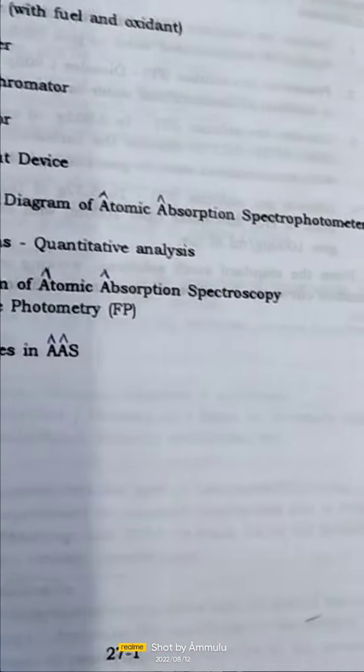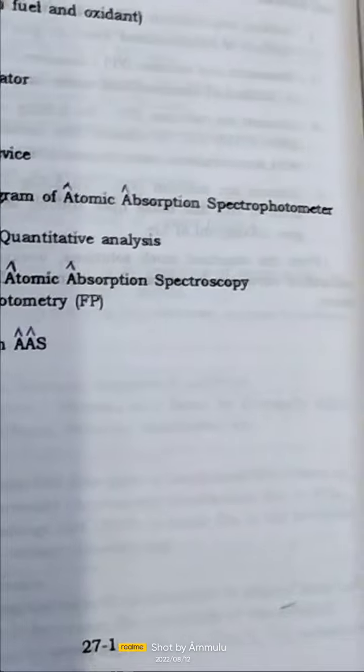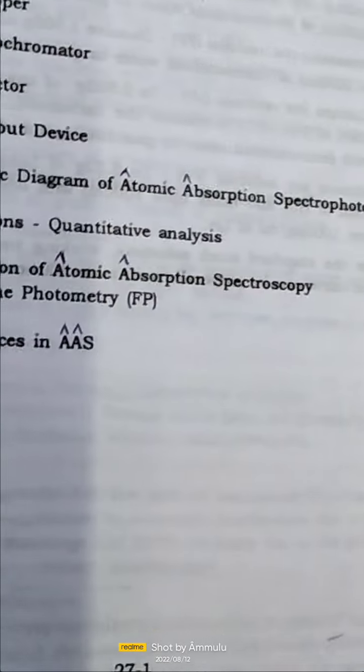Atomic absorption spectroscopy. Here, the absorption of atoms will be seen in this topic. The measurement of absorption of atoms in a sample can be explained by atomic absorption spectroscopy. Atomic absorption spectroscopy deals with the absorption of a specific wavelength of radiation by the neutral atoms in the ground state.